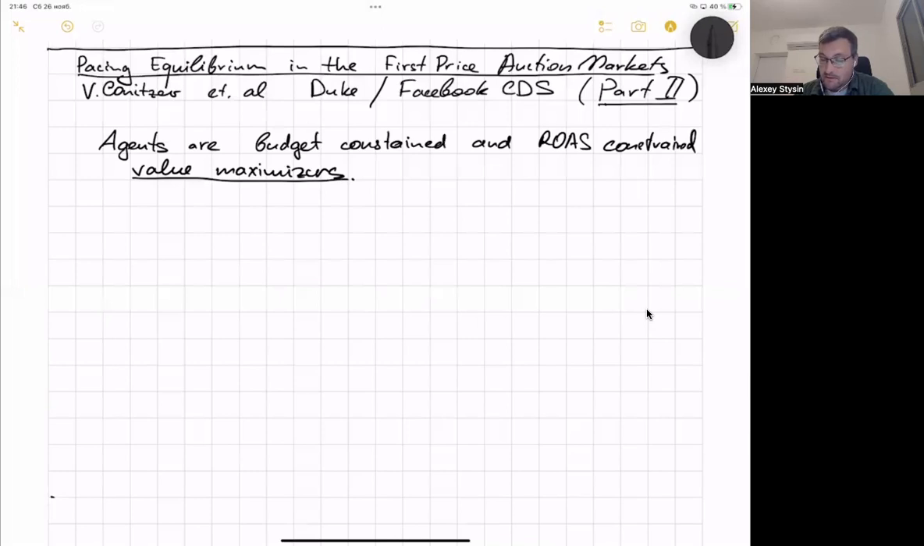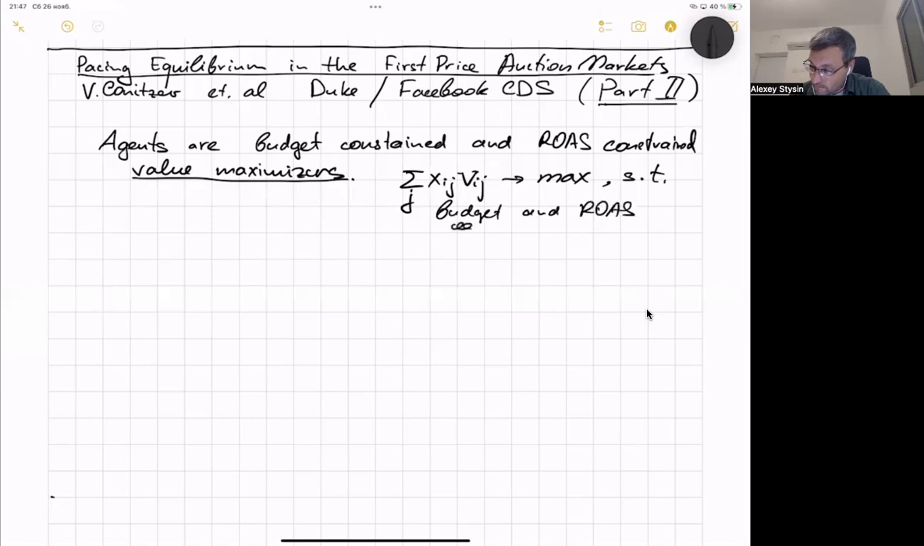The agents in this system want to get as much value as possible. So they are really interested in getting as much value as possible. Remember, this is the allocation of the agent i and item j, and this is the value. So this is to be maximized by every agent, and so that the budget constraint holds, subject to budget and ROAS constraints.